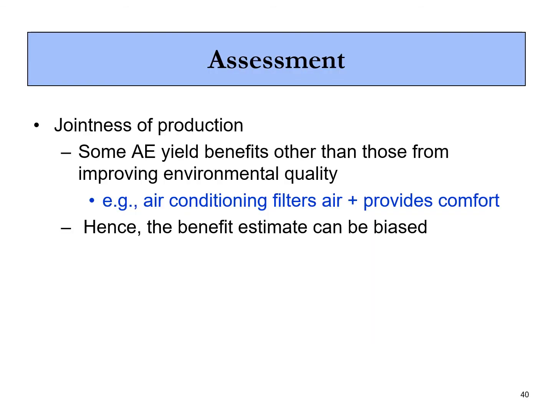If you plan to use the averting expenditure method, you may face the problem of joint production. Some averting expenditures yield benefits other than those from improving the environmental quality. For instance, when you purchase an air conditioner, it may not only filter your air quality, it can also provide comfort to you, right? Therefore, the benefit estimate can also be biased.